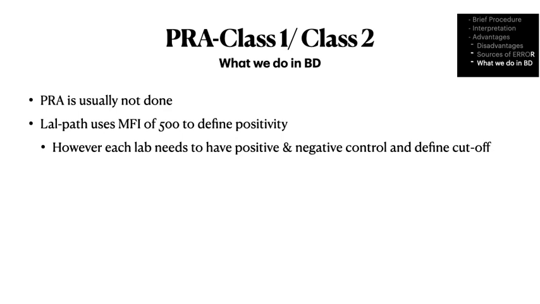How to define positive controls and negative controls is based on the validation cohorts they use. So this is something the lab has to individually do, but you should be aware of that. Some labs just have an empirical cutoff, like the LALPATH lab I've seen, but some labs have their own cutoffs. The cutoffs can vary as much as 800.